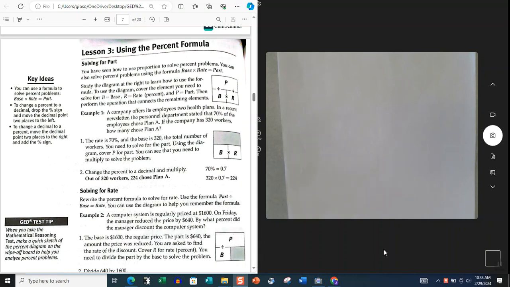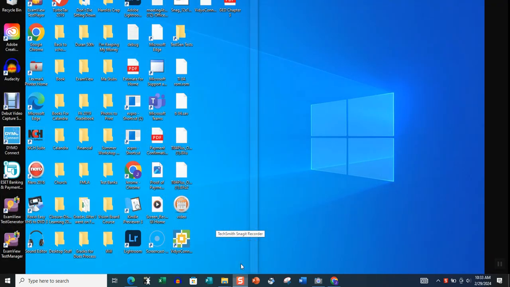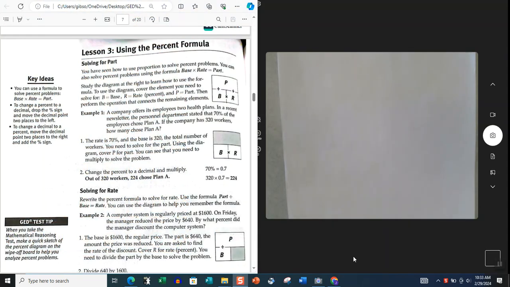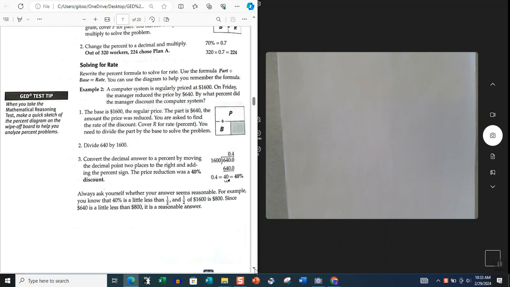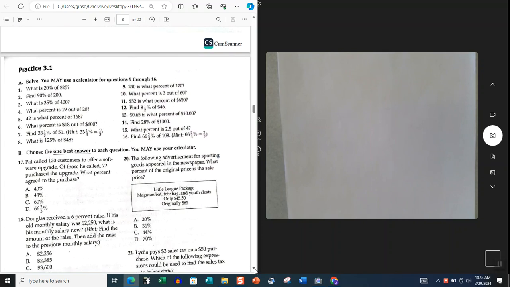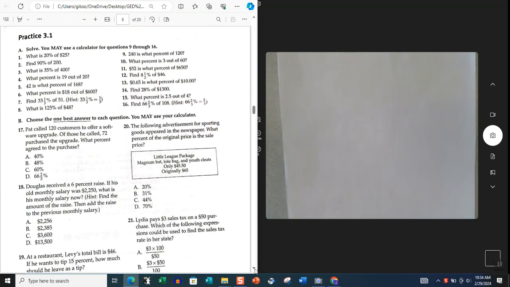Class, we're about to start lesson 3 of chapter 3 for this particular assignment. Lesson 3 is using a percent formula. I'll admit, I'm not going to show you how the book teaches the percent formula, because we are eventually going to get to algebra. So I want to show you how to do these problems the algebraic way, and I think that will make it a lot easier as we transition more towards algebra.